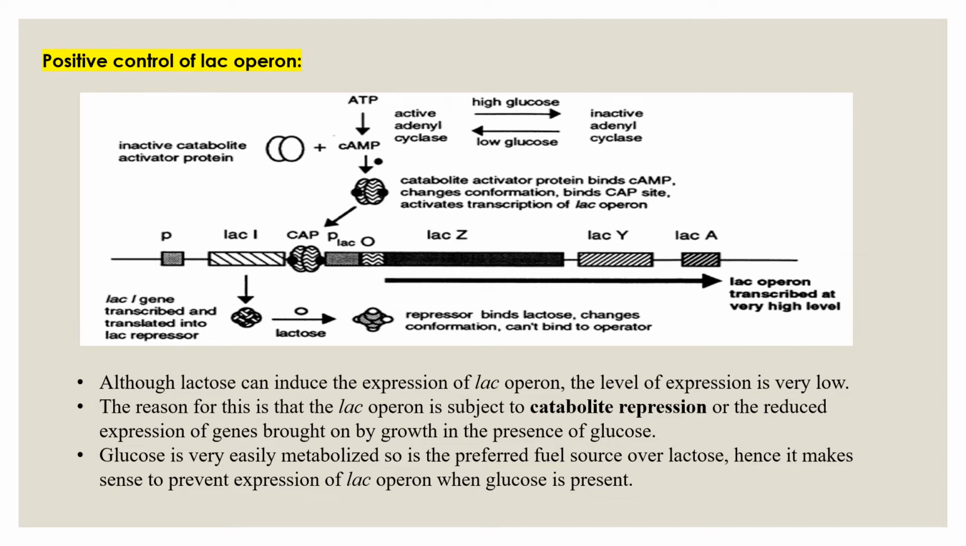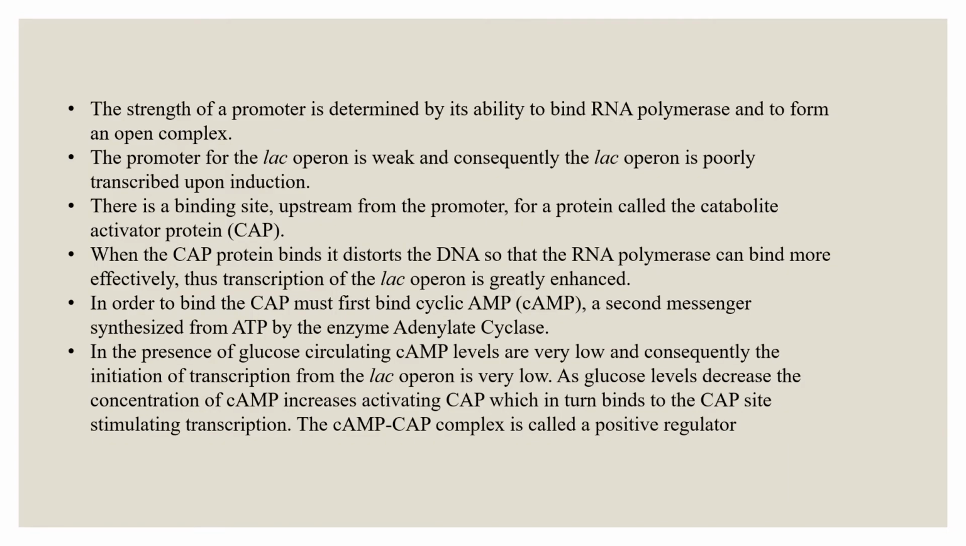That is, when glucose level increases, catabolite repression occurs. Glucose is very easily metabolized, so it is the preferred fuel source over lactose. Hence, it makes sense to prevent expression of the lac operon when glucose is present. The strength of a promoter is determined by its ability to bind RNA polymerase and form an open complex. The promoter for the lac operon is weak, and consequently the lac operon is poorly transcribed upon induction.